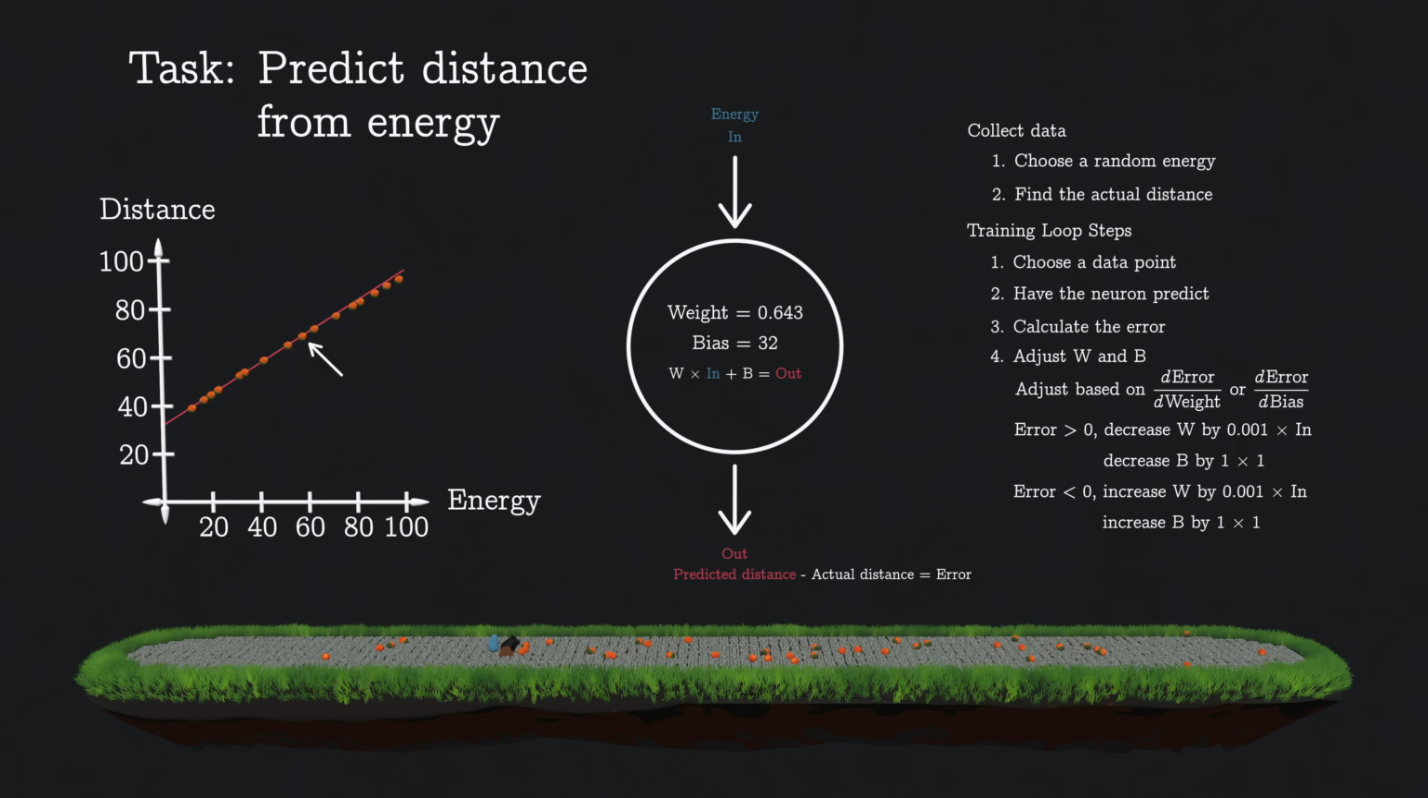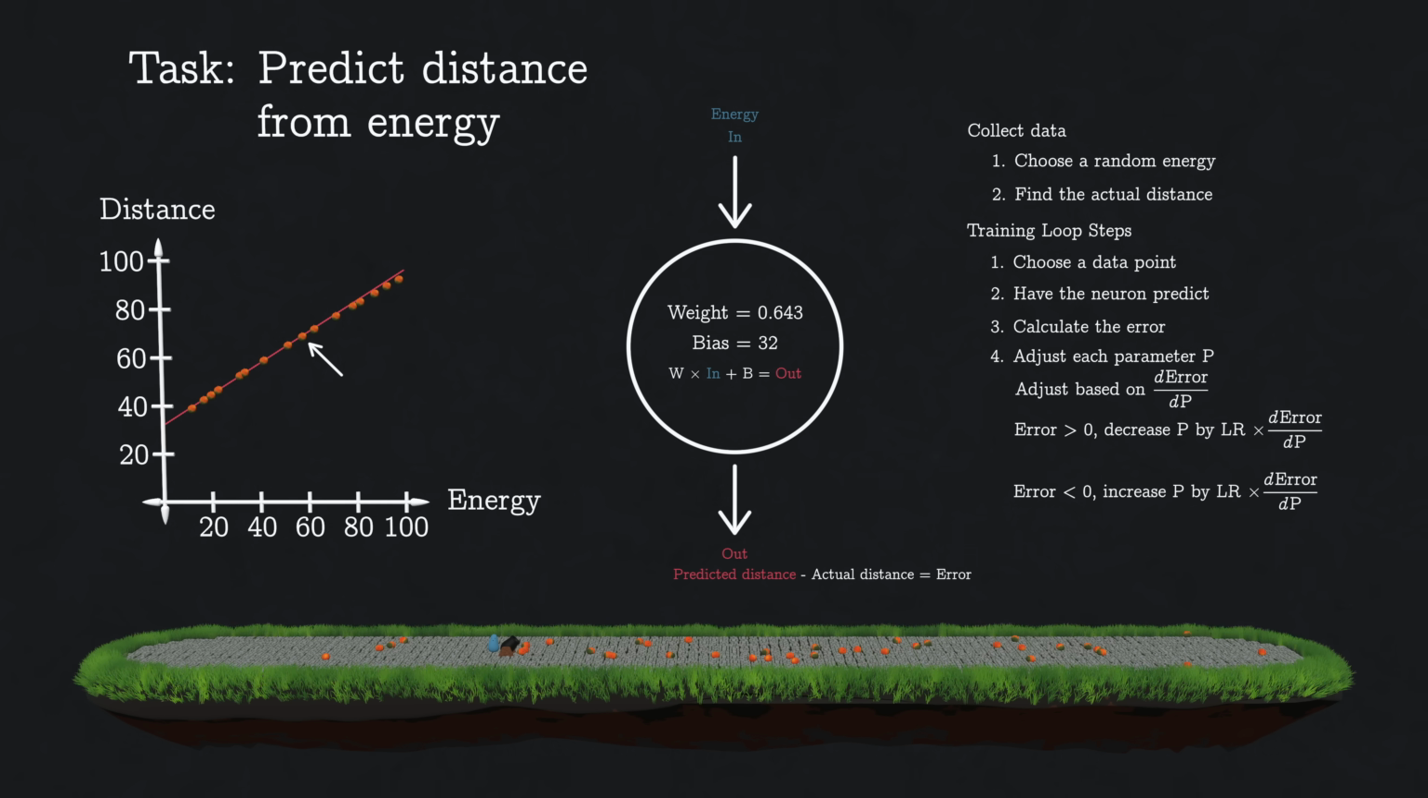First off, we're treating the weight and bias in the same way, so we don't really need to list them out as separate parts of the process. We can unify the adjustment statements by just saying we adjust each parameter by a learning rate times the derivative of the error function with respect to that parameter. Okay, and one last thing.